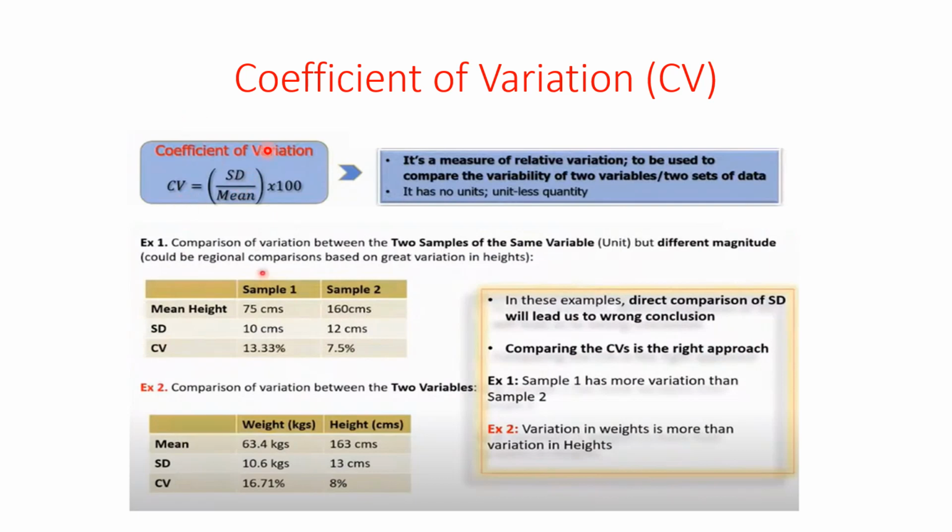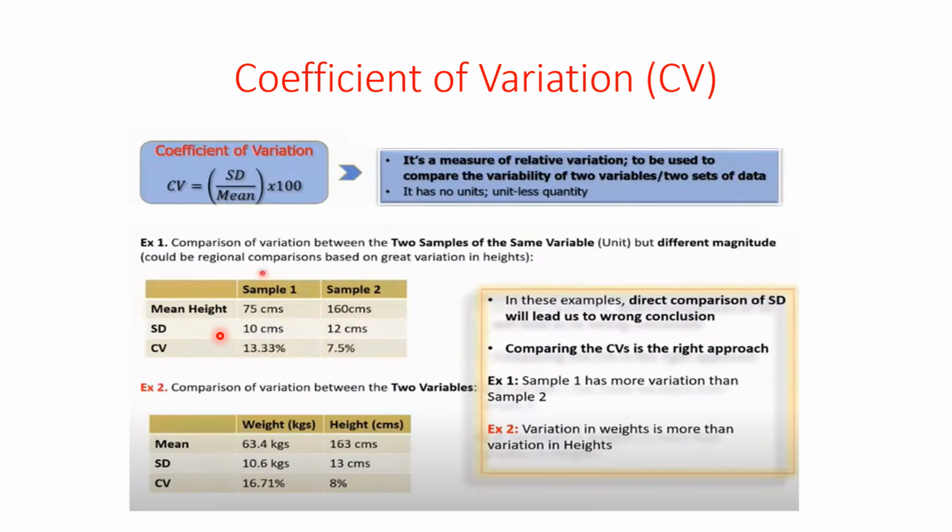So let's look at this example. We have sample 1 and sample 2, or variable 1 and variable 2. The mean of this is given as 75, the mean of this is given as 160. Now when we are talking of standard deviation, the standard deviation is 10 for sample 1, but it is in centimeters. So this is about height, and the standard deviation of sample 2 is 12. So what do we conclude by standard deviation? That's the first thing. We need to go back to our previous examples and our understanding of standard deviation.